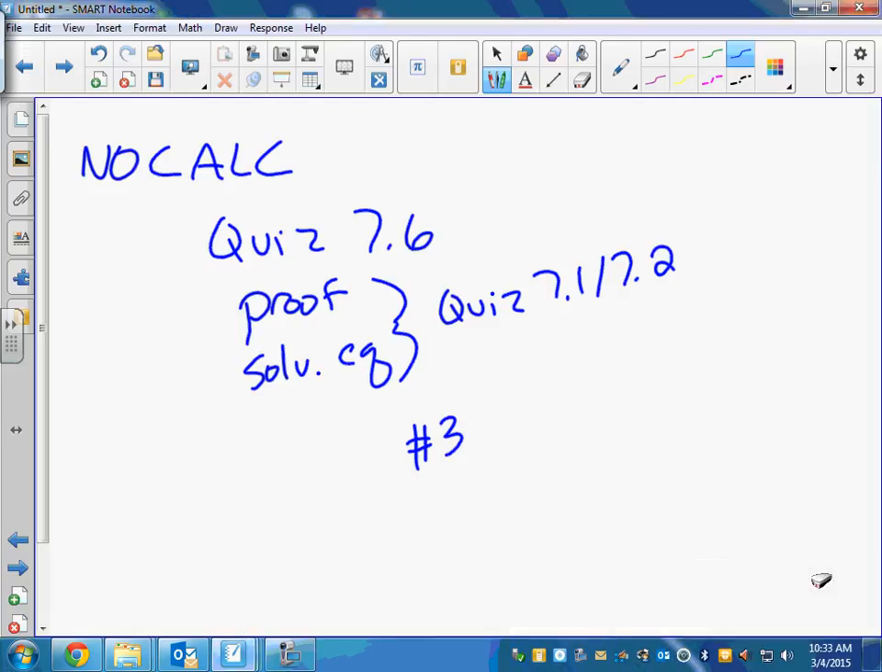Number 3 from quiz 7172 says, find all exact solutions to the equation 2 cosine of 5 theta plus the square root of 3 equals 0. Ooh, remember doing that?